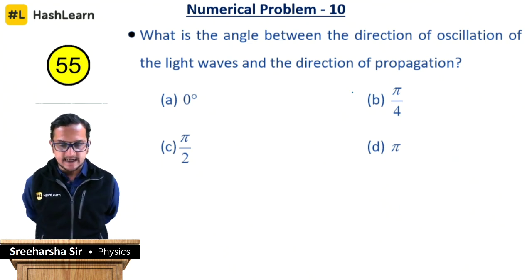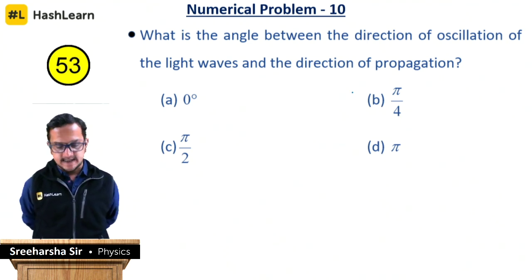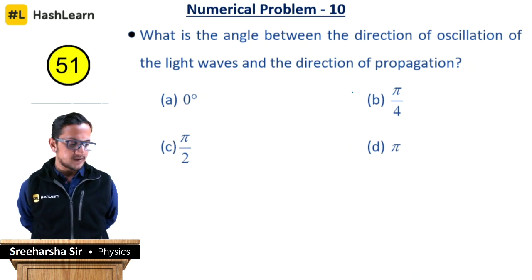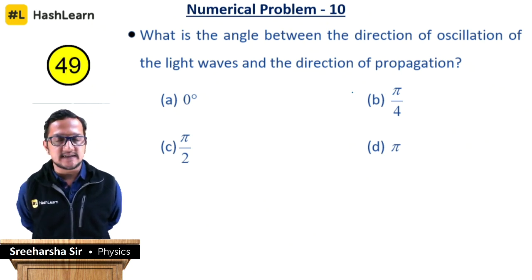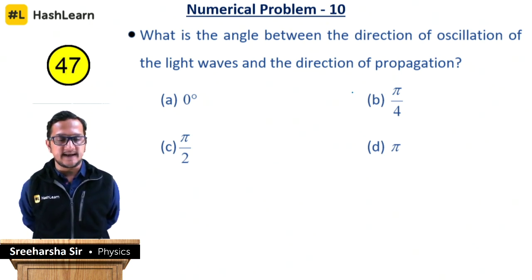The next one is very, very simple. What is the angle between the direction of oscillation of light waves and the direction of propagation? It is as simple as asking what is the angle between the electric field and the light propagation.